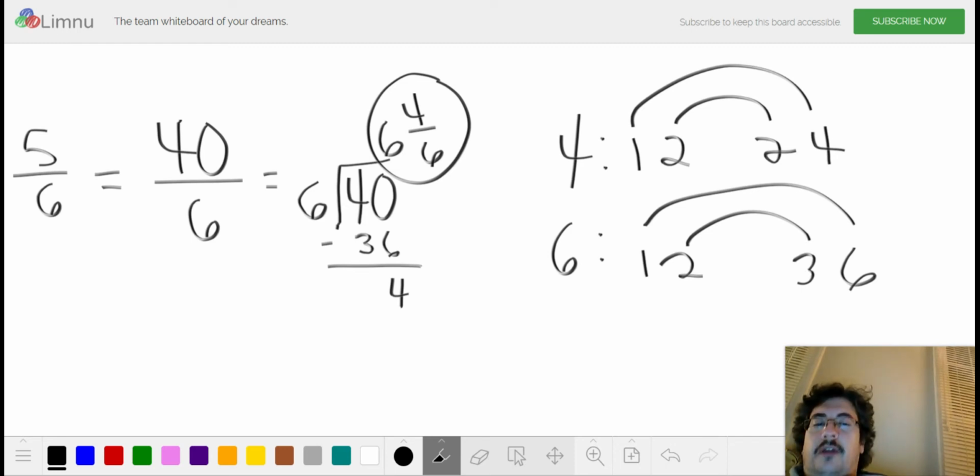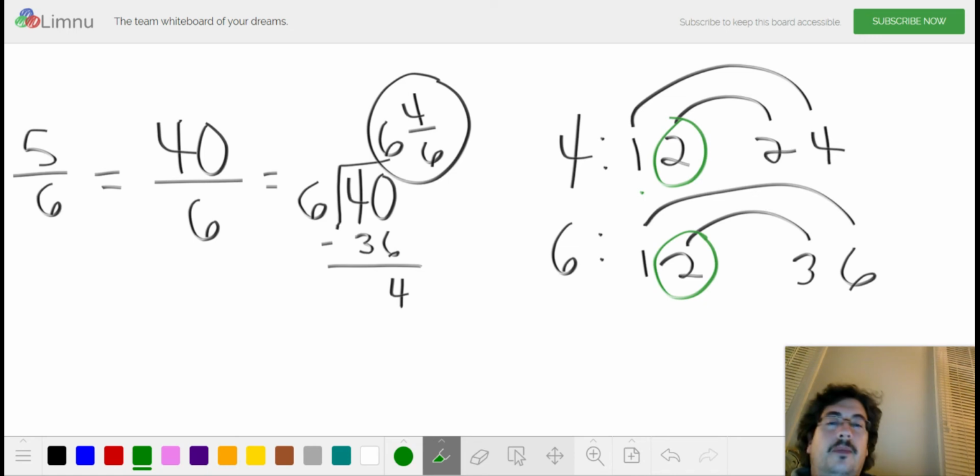So we have all the factor pairs for 4 and 6, and now what we need to do is find the greatest common factor. So we need to find the factor that they both have, that's the largest out of all the factors they have in common. So they definitely have 1 in common, but we can find another factor that's even bigger. And in this case, it's 2. And that's why 2 is the greatest common factor.